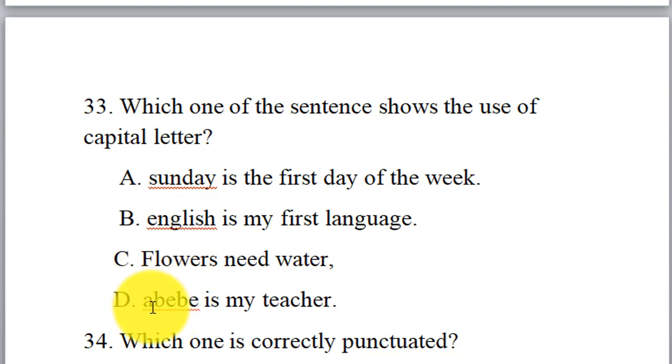And let me come here. D, Abba is my teacher. Abba is the name of a person, so it must be written as capital letter. So writing A in small letter is wrong. So flowers, this is a common noun, right? Common noun F. So we cannot write this in small letter. Flowers, F should be capital. So the right answer here is C.